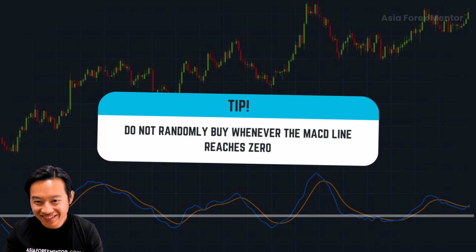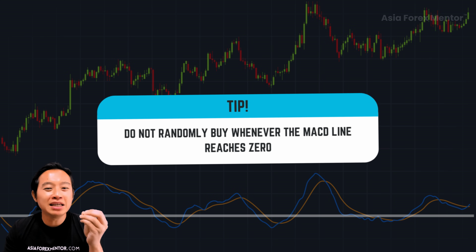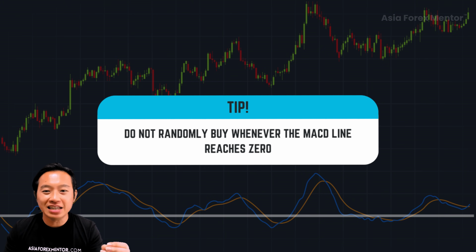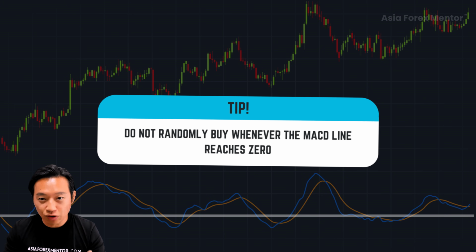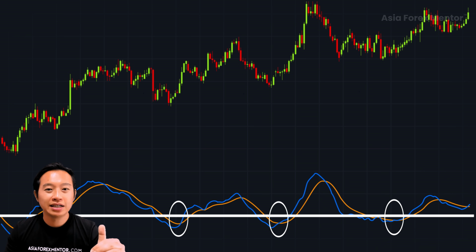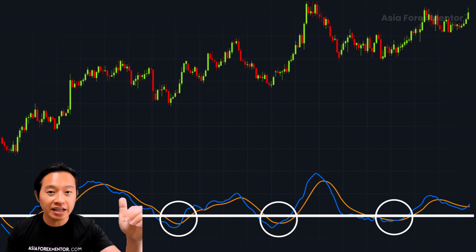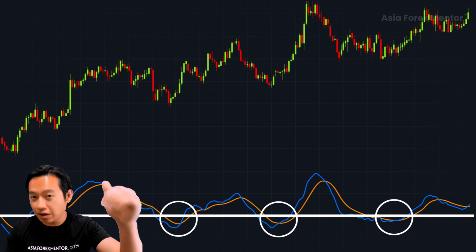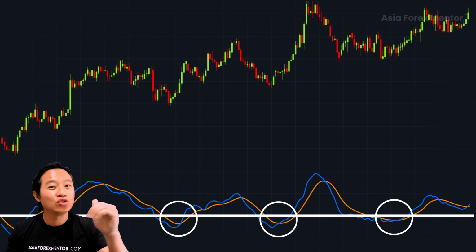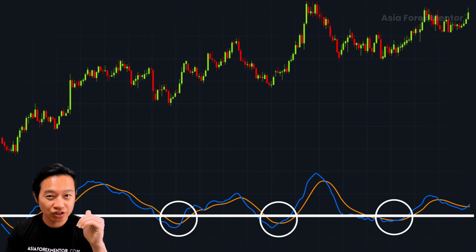Okay, but again, we don't just want to randomly buy whenever the MACD line reaches the zero line. You want to wait for the MACD line to cross above the signal line to make the buy trade.